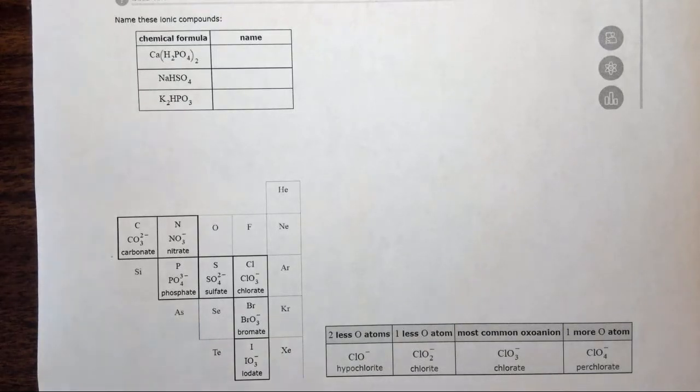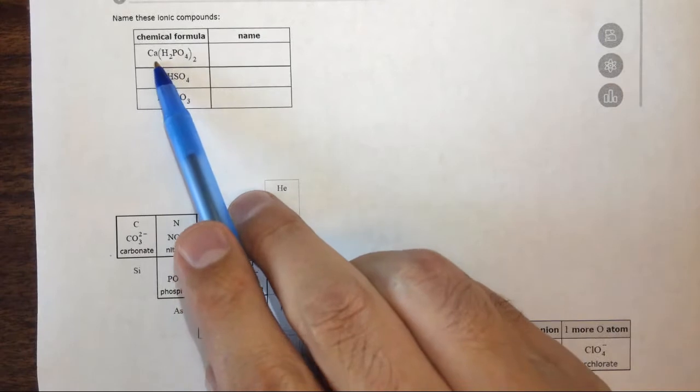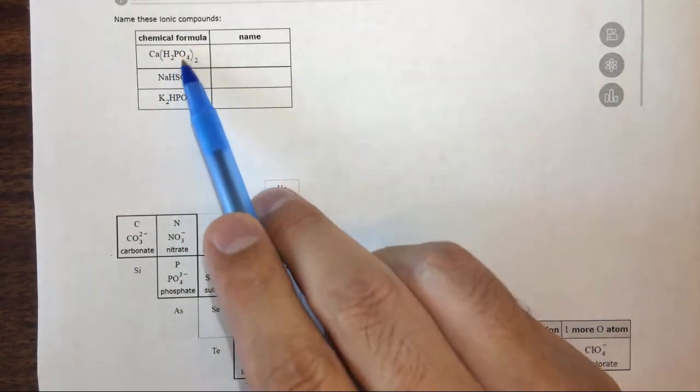In this question, we're asked to name the salts of some acids containing oxyanions. So we're going to go ahead and do that. What I'm going to show you is the newer way of doing this using the hydrogen in the naming. So in this case, we have calcium, two hydrogens, and then a phosphate.